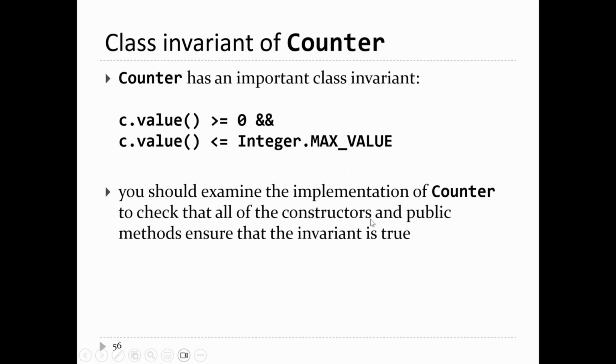For example, the no-argument constructor sets the value of the counter to 0. 0 satisfies the class invariant. The advance method always checks, before it adds 1 to the value of the counter, if the value is already Integer.MAX_VALUE. If it is, it sets the value of the counter to 0, so it wraps around back to 0, which again ensures that the invariant is always true. Some of the methods don't do anything. For example, the value method simply returns the value of the counter, so it never changes the state of the counter, which also leaves the invariant as being true.